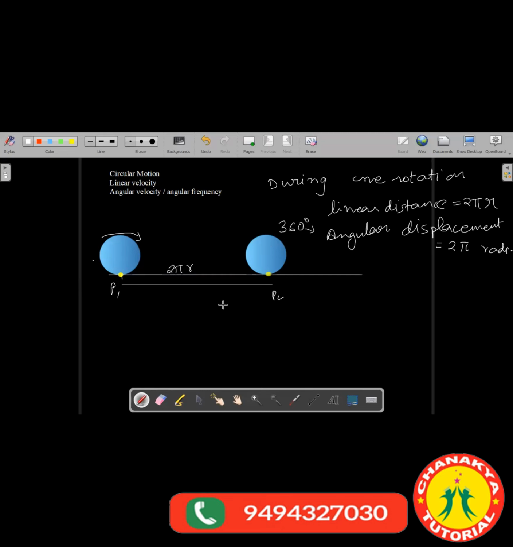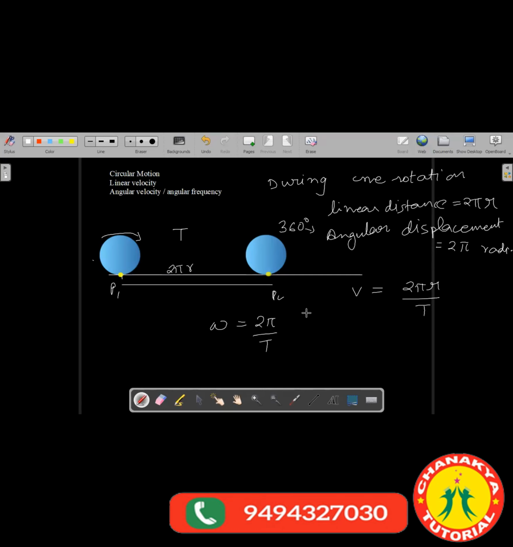So let us say it takes a time period T for making one revolution. I can find the linear velocity v as the linear distance 2 pi r divided by T. And if I find the angular velocity omega, it will be given by the angular displacement 2 pi divided by T. Got both the points? The angular velocity and the linear velocity.